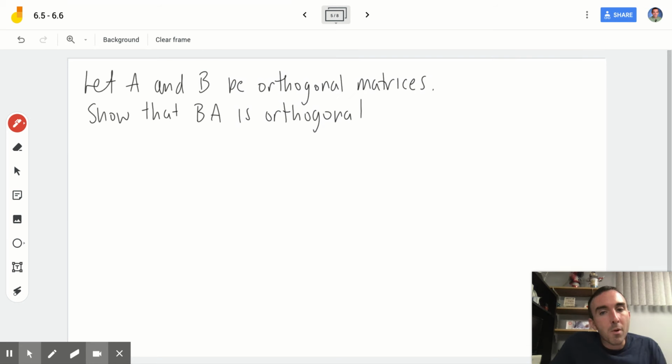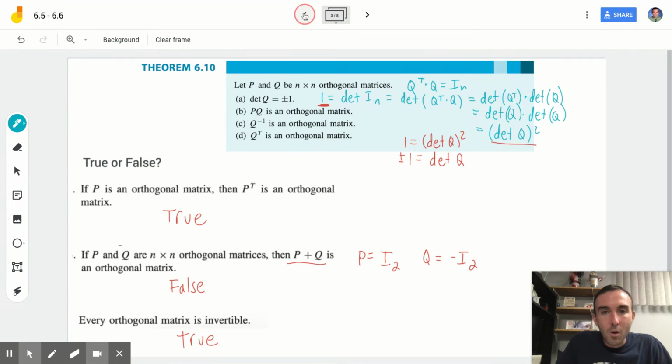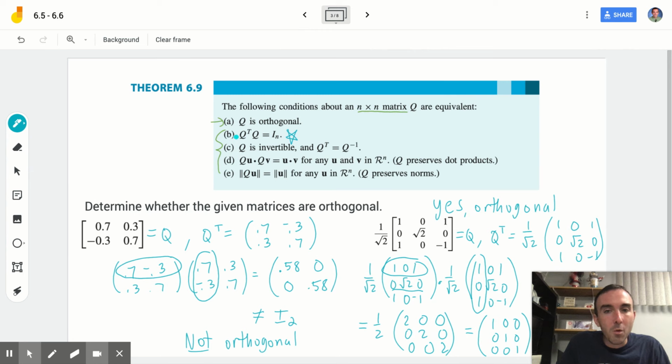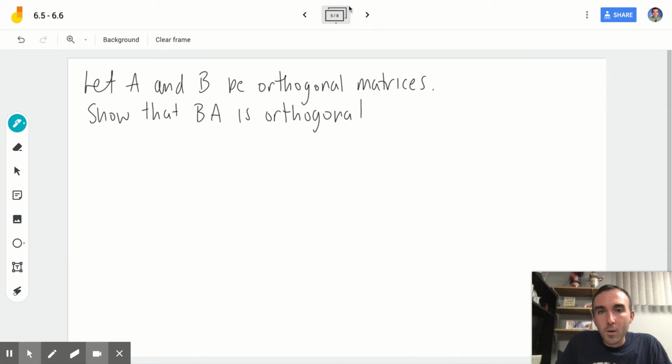For our last problem, we're going to do a little proof. We're going to take these matrices A and B. We're going to assume that they are orthogonal matrices, and we would like to show that their product, BA, is also orthogonal. So the key to doing a proof like this is to go back to the same theorem we've been using all along, theorem 6.9, and you will find property B once again to be really, really helpful. So we are going to just recall that in general, if a matrix is orthogonal, then Q transpose times Q is equal to the identity matrix.